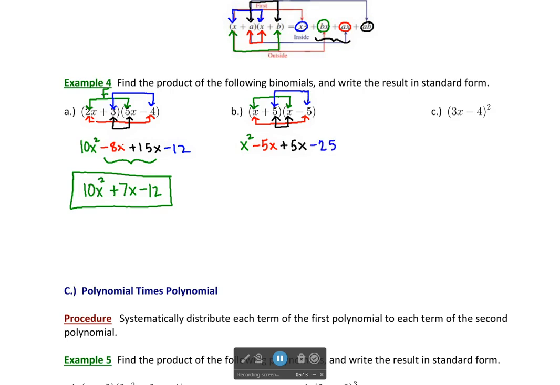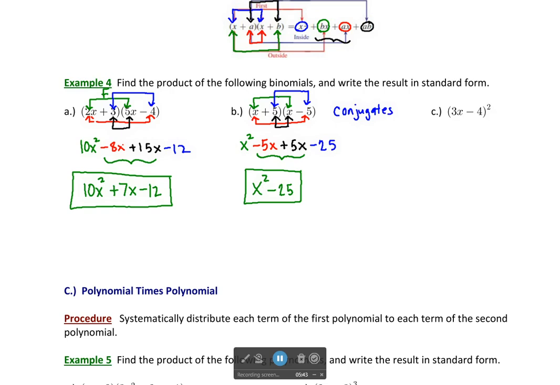Once again, our two middle terms are like terms, but they're opposites, so they're going to cancel out. And we just end up with x squared minus 25. X plus 5 and x minus 5 are what we call conjugates. When you multiply conjugates together, the outside and inside terms always cancel, and you end up with a binomial, which later we'll learn is the difference of two squares.